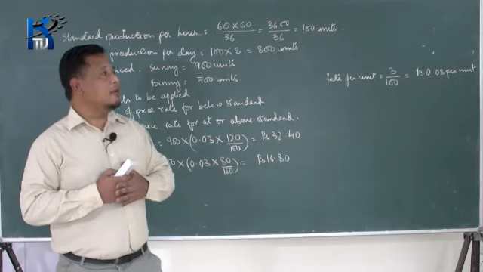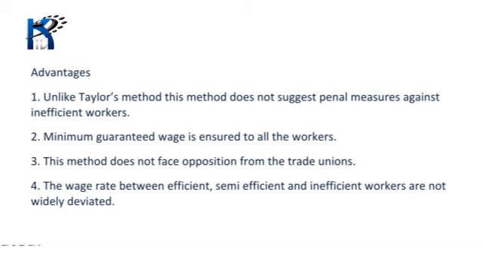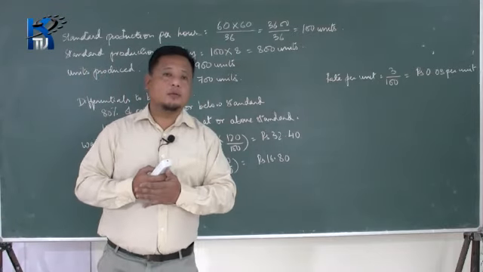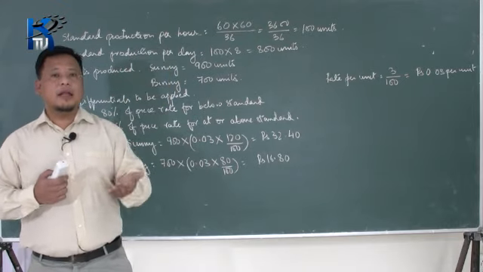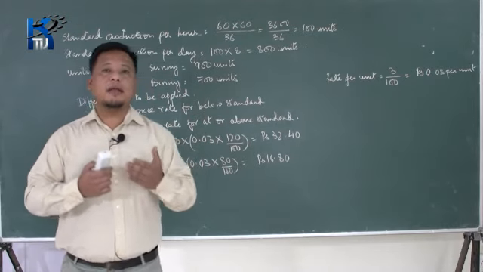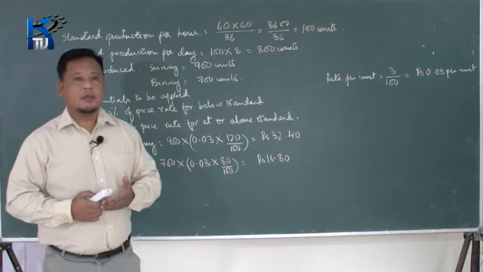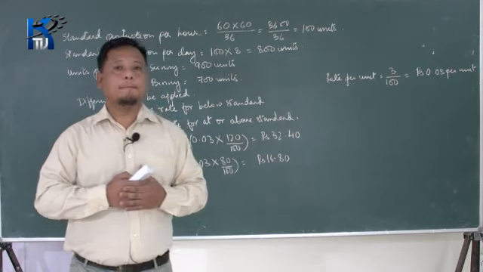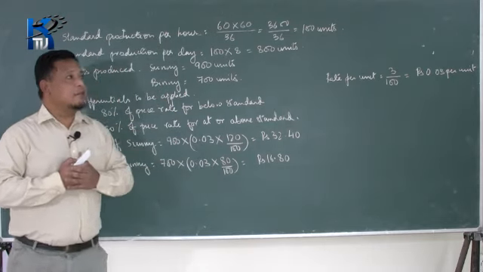Again, another advantage this method enjoys is that the wage rate between the efficient workers, semi-efficient workers and inefficient workers is not widely deviated. That means the efficient workers are paid a higher rate of wages, but even inefficient workers are being paid at a nominal rate. So these were the advantages of Merrick's differential piece rate system. So we will proceed with the disadvantages.